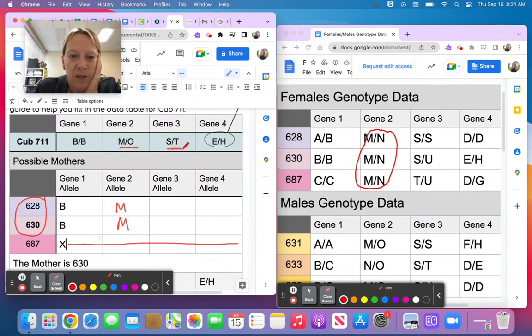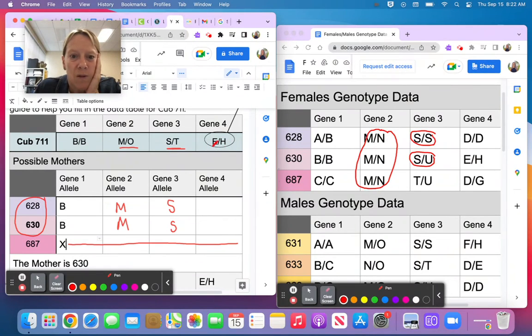For gene 3, the cub has an S and a T. Lion 628 has 2 S's. So could she have given the S to this baby? Sure could have. So we're going to put an S there. That's the gene from the mom. This mom over here has an S and a U. Well, could she have given that S? Sure could have. So there we go. We still don't know anything. We're still between 628 and 630.